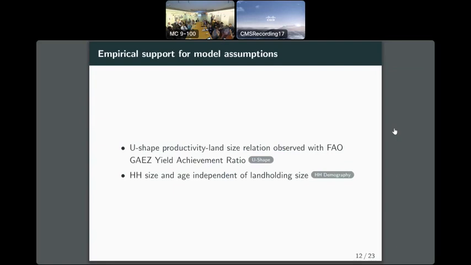Okay, so then we do show empirical support for the minimal assumptions that we make. Even though we rely on the literature, we also look for whether there is a U-shape in satellite data, and then we also see that the household size, number of children, and family composition is independent of land holding size.